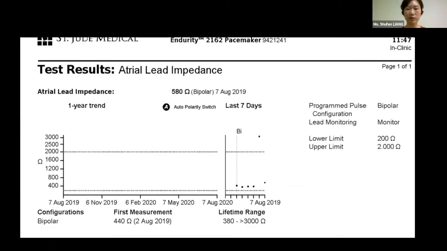So we look at the atrial impedance. It has been quite within range, except for one time that it went out of range. Professor Park and Dr. Malik, would this alarm you?